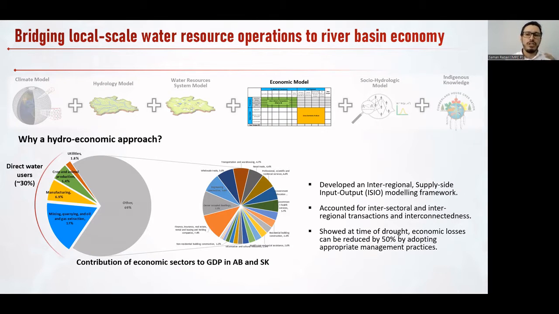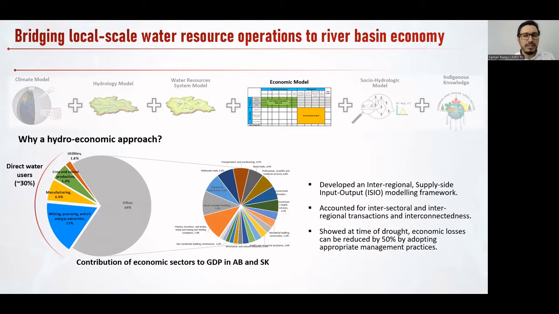in traditional engineering approaches to hydroeconomic modeling, and basically the kind of school that I'm coming from, we typically only look at direct water using sectors, like hydropower, like irrigation, and basically any sector that directly takes water and produces or contributes to the GDP. But this is only a small fraction of the whole economy. On this pie chart, you're looking at the contribution of economic sectors to the GDP of Alberta and Saskatchewan. And only around 30% of economic sectors directly use water.